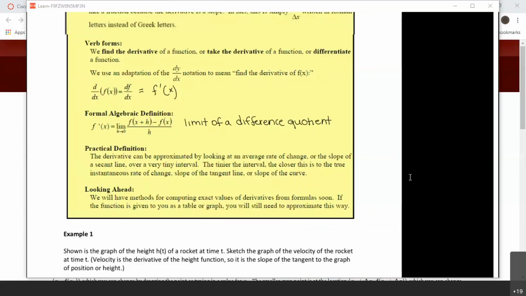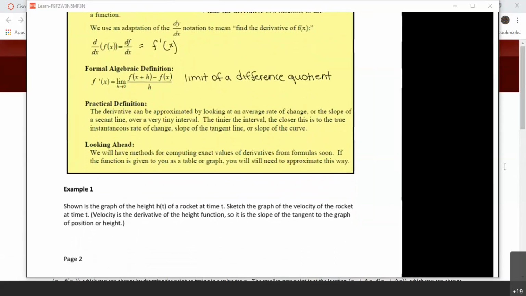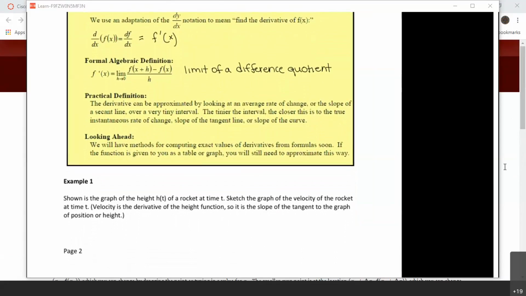about vocabulary or notation? Anybody questions about vocabulary or notation? Okay, good. Again, feel free to just give me some feedback. No problem.